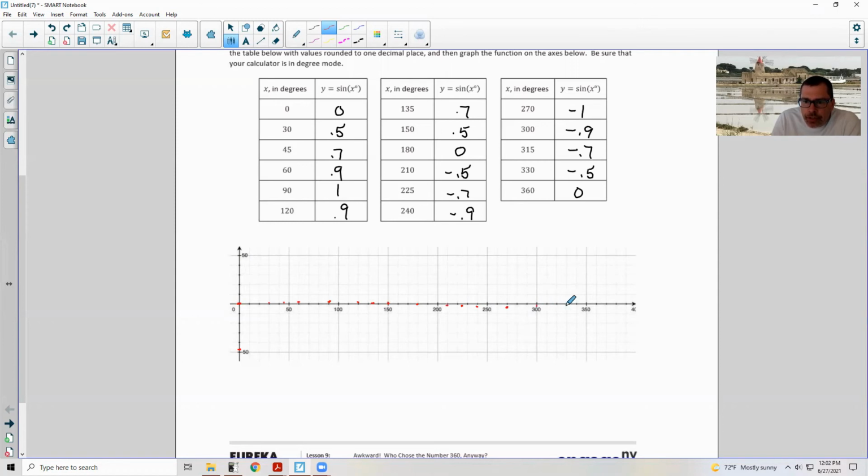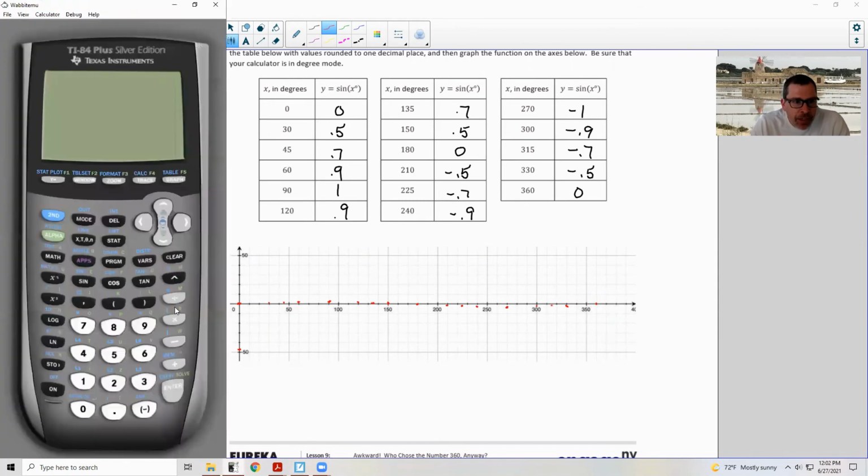330, 10, 20, 30, we're at 0.7. Oh wait, I skipped one. 315, 310, 315, we're at 0.7. 330, we're at 0.5. And 360, we're back to 0. Okay, so there is the graph. It almost looks like a straight line, just slightly coming up here and then slightly going down.